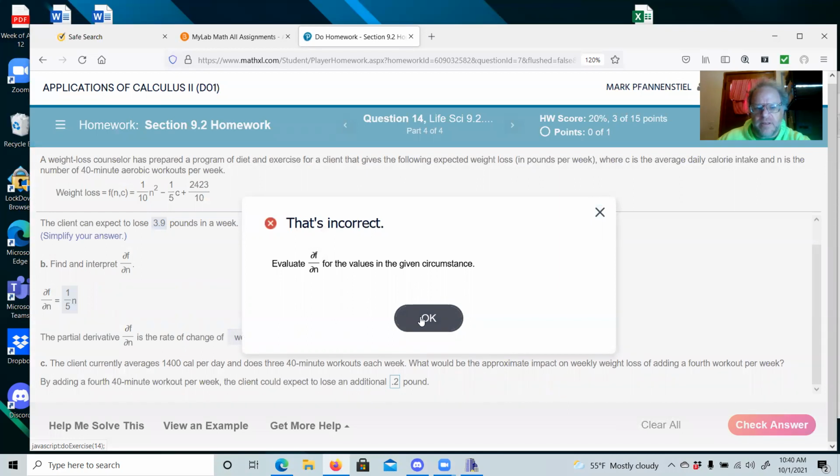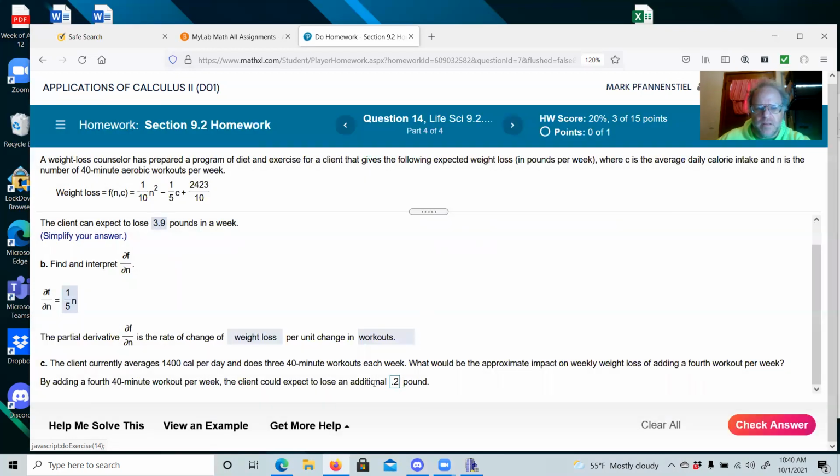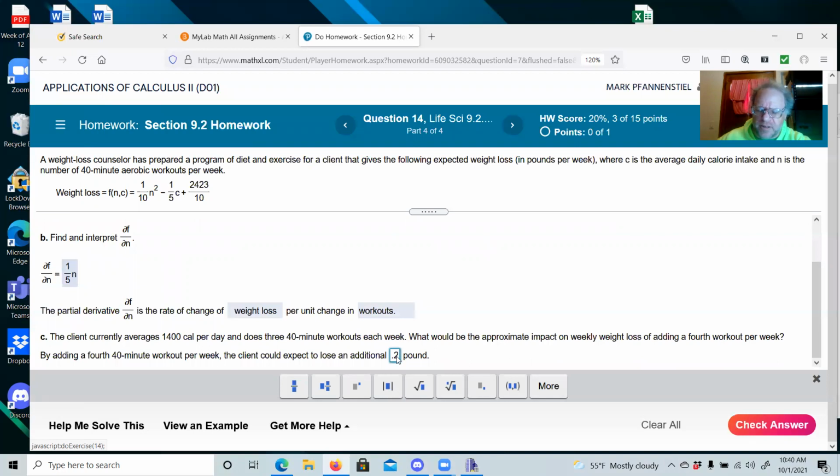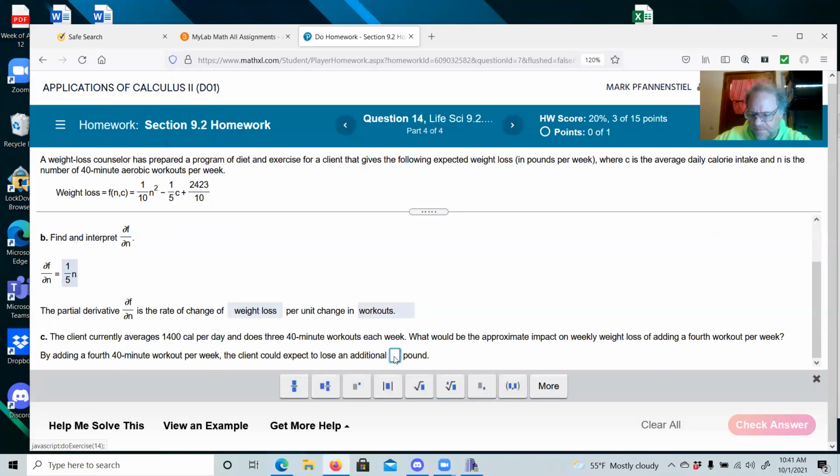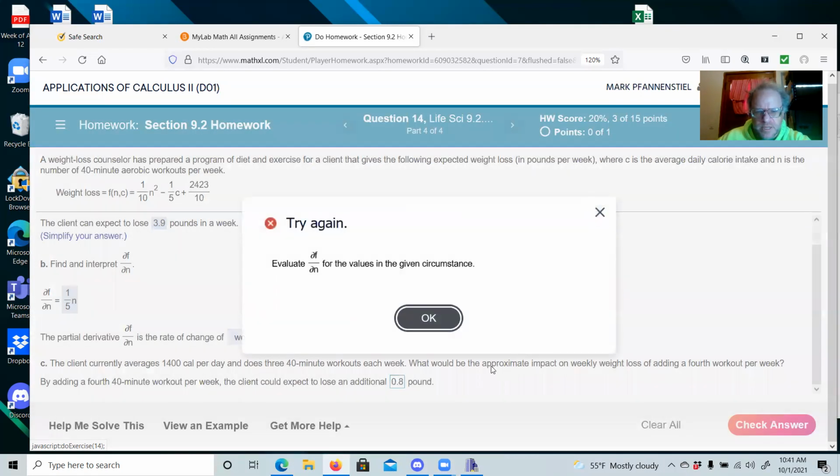And evaluate. Oh, 4th workout. Yeah, and it's 4. So it's a cumulative effect, I guess. Okay, so 1/5 times 4 workouts instead of 3 would be 4/5, which would be 0.8 pounds. All right, check that one.